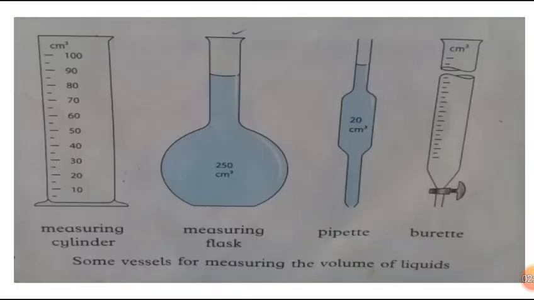And we use some instruments to measure liquids. A measuring cylinder is used to obtain the desired quantity, and the measuring flask and pipette are used for measuring or pouring different liquids, and the burette is used to pour out some liquid into another liquid.